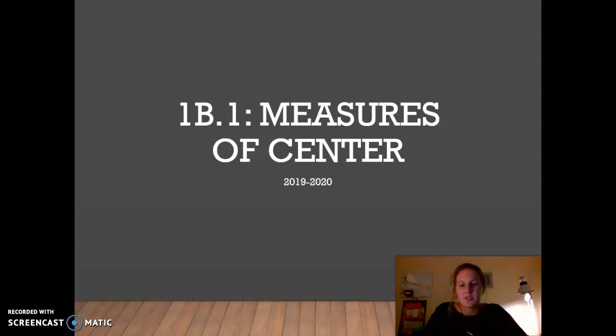Hey everybody. So we just finished up our unit 1A called data displays. And so 1B is the next unit and it's actually called the measures of center and spread. So this quick PowerPoint is just going to go over the measures of center. So things like mean, median, and mode.